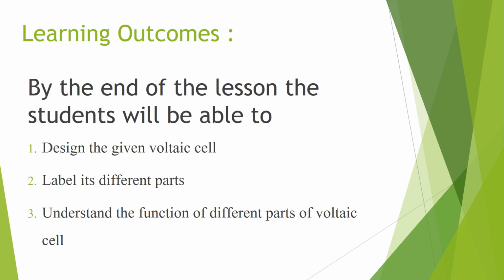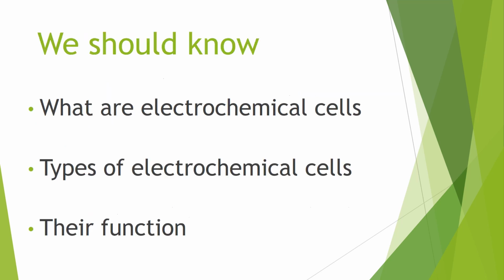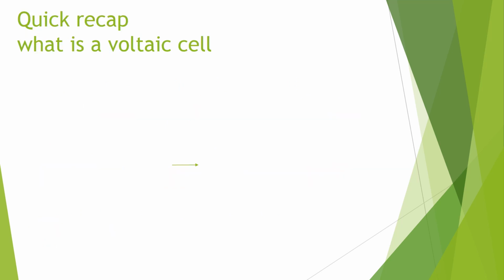If you pay your full attention and note down the important points, then you will be able to design a voltaic cell even if the chemicals are changed. You would also be able to label its different parts and understand the function of those parts of a voltaic cell. You have already learned in the previous pages about the electrochemical cells, its types, and their function. Let us first see what is a voltaic cell.